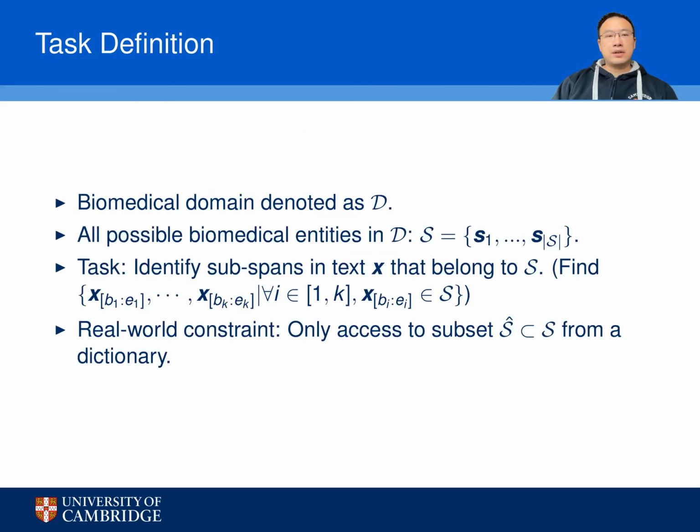Now, let's give a rigorous definition of the task. First, we denote the biomedical domain as capital D, and then we denote all possible biomedical entities in domain D as a set capital S. After this, we can define the task as identifying subspans in a text X that belong to S. It should be noted that in the real world, we only have access to a subset of S. We call it S hat, which we also name a dictionary.